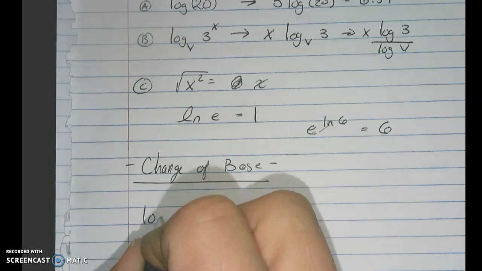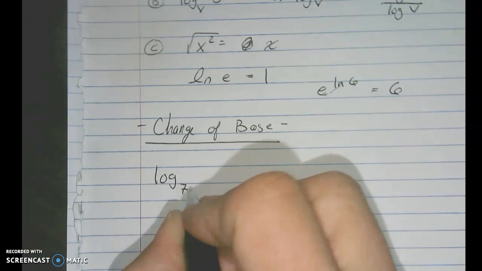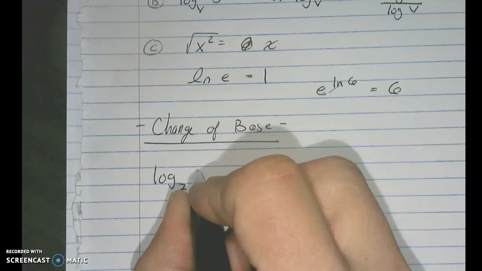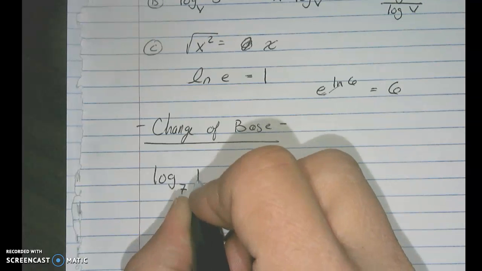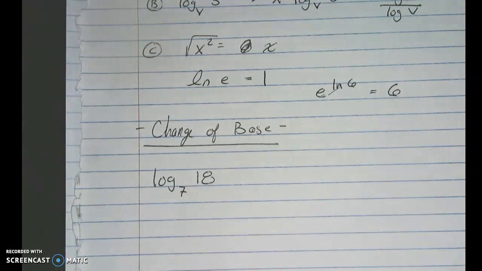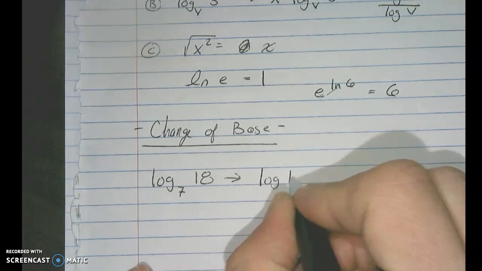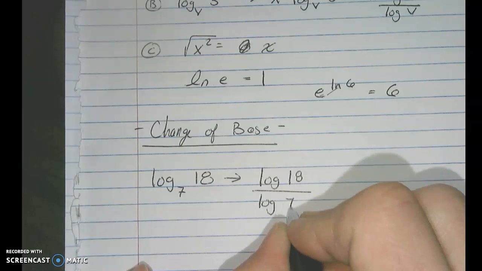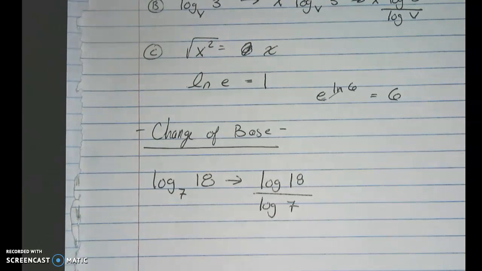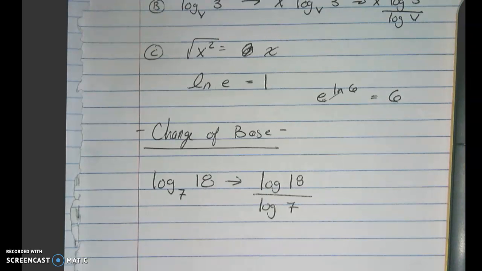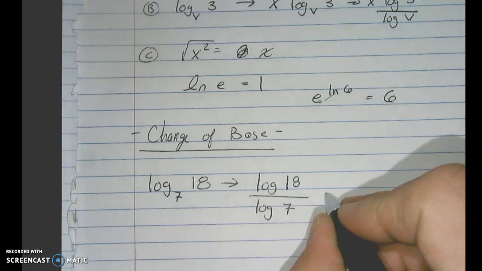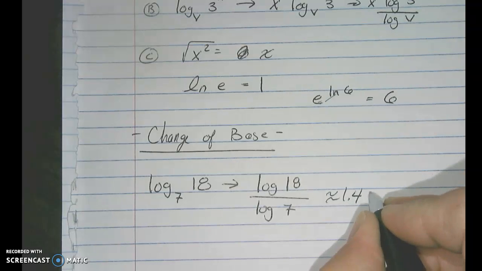So this one would look something like log base 7 of 18. Okay? So for the change of base, we take the top number and do the log of 18 over the log of 7, because if you remember, the logs are base 10, and so if we have anything to the 10th power, it actually does the log. Okay, so then we come to our calculator, we just do log of 18 divided by the log of 7, and we get approximately 1.49.